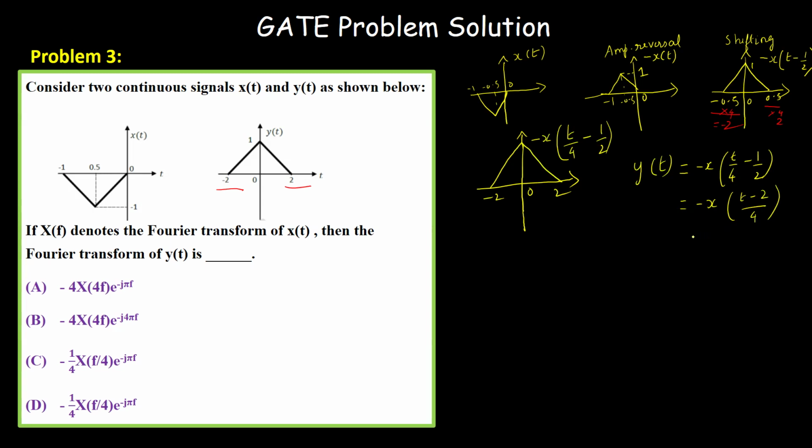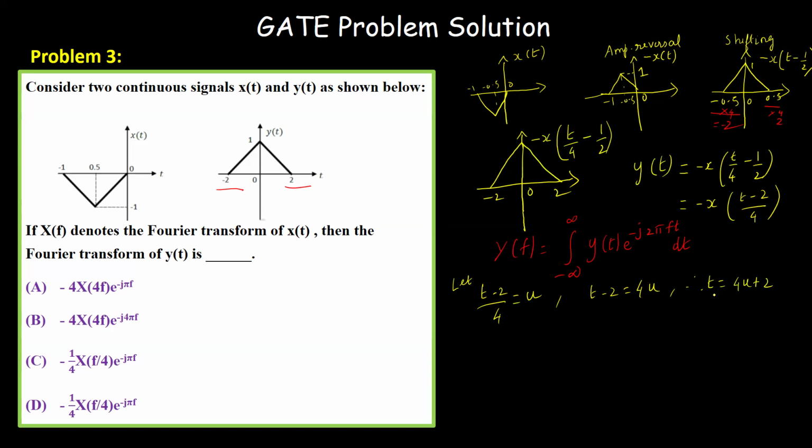Okay. So let me take this to find out Y(f), which is the Fourier transform of y(t). We need to find Y(f). So what is Y(f)? Integration from minus infinity to infinity of y(t) e power minus j 2 pi f t dt. Here I am going to use this y(t) in terms of x(t). For simplification purposes, let me take (t minus 2) by 4 as u. Therefore, t minus 2 equals 4u. Therefore, t equals 4u plus 2.